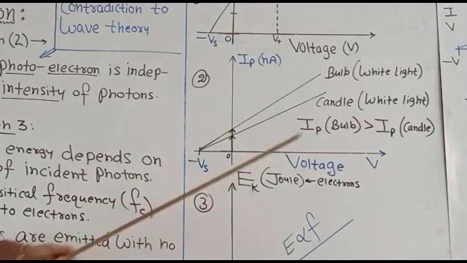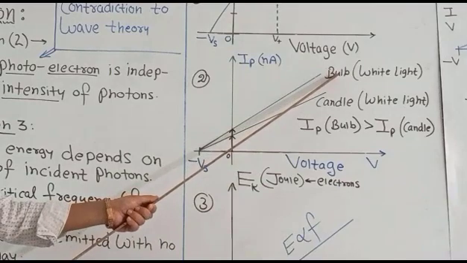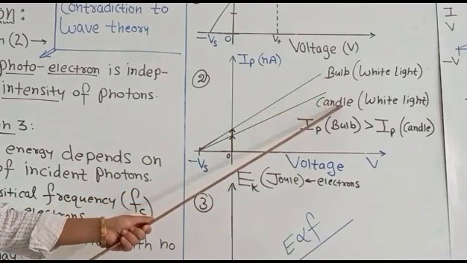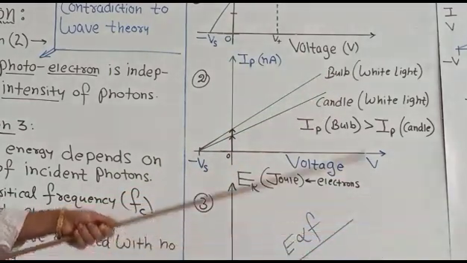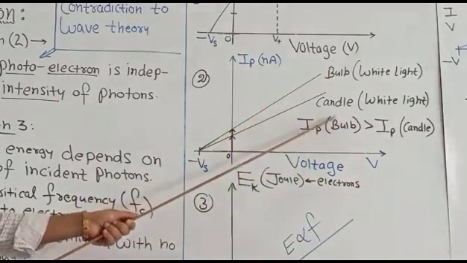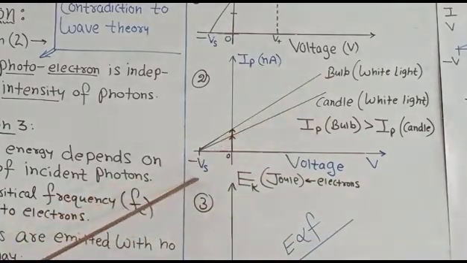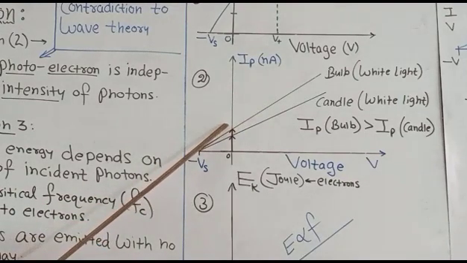The frequency of red in the case of the bulb and the frequency of red in the case of the candle are the same. When frequency is the same, energy is the same. If energy is the same, then definitely the stopping potential will also be the same. But the difference is on the y-axis, the photocurrent.